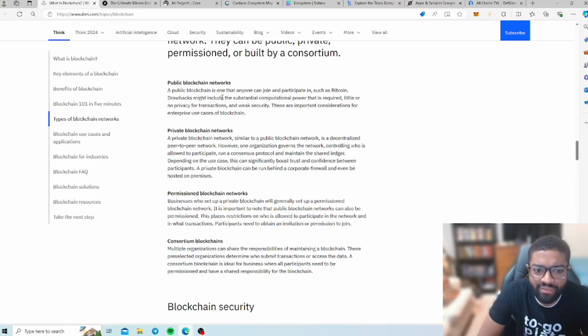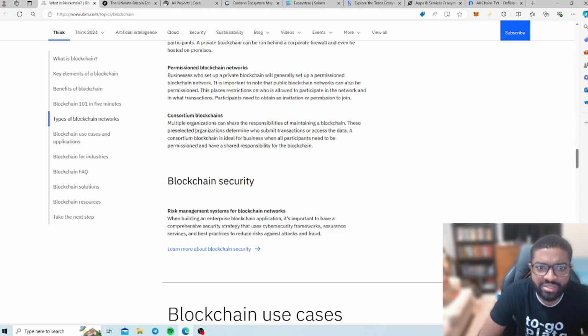You also have private networks. A private blockchain is similar to a public blockchain network in that it is a decentralized peer-to-peer network. However, one organization governs the network, controlling who is allowed to participate, run the consensus protocol, and maintain the shared ledger. Depending on the use case, this can significantly boost trust and confidence between the participants. A private blockchain can be run behind a corporate firewall and even be hosted on premises.